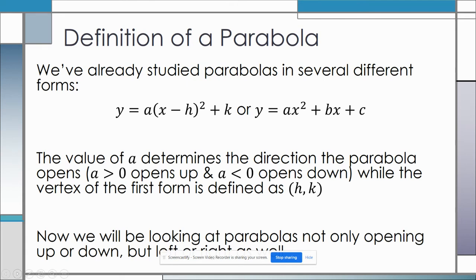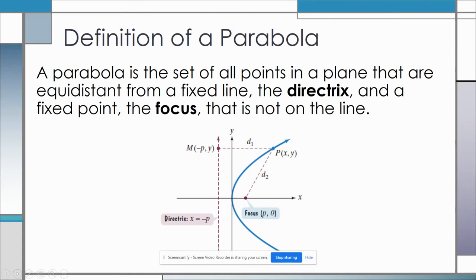However, today we're going to look at parabolas when they don't just open up or down, but potentially open left and right. A parabola is the set of all points in a plane that are equidistant from a fixed line, which we call the directrix, and a fixed point, the focus, that is not on the line.